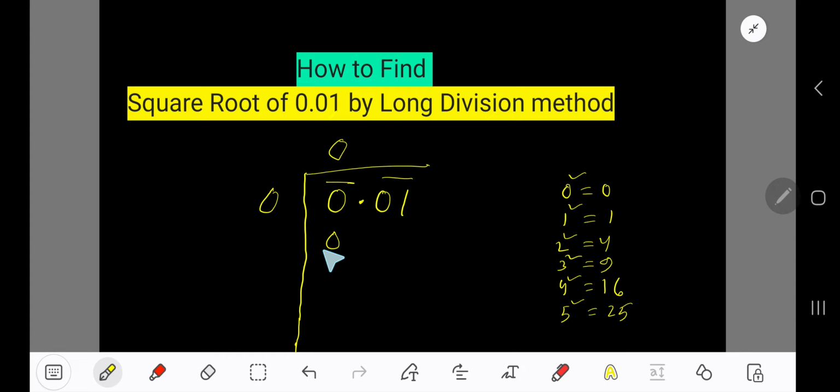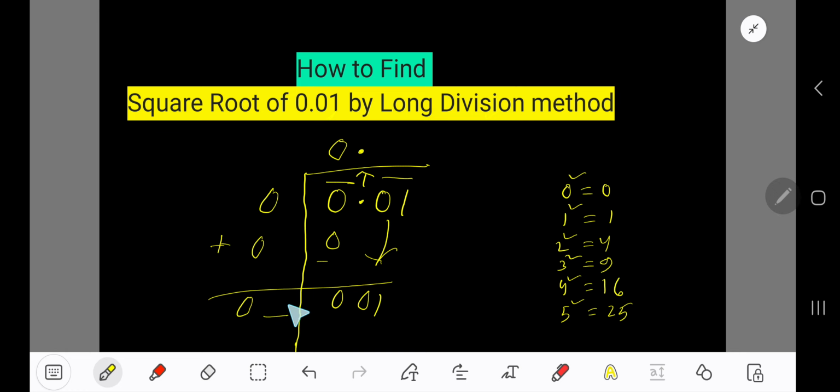0 times 0, 0. Subtract 0. Bring down the next pair. Before this pair we have a decimal, so decimal must come directly to the quotient. As you have placed here 0, the same digit will come under the divisor and you need to add 0 plus 0, 0. Now look, here 1, here 0.